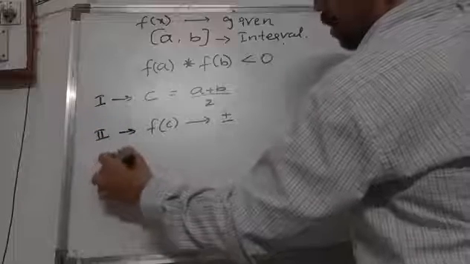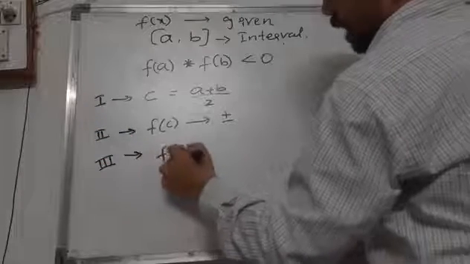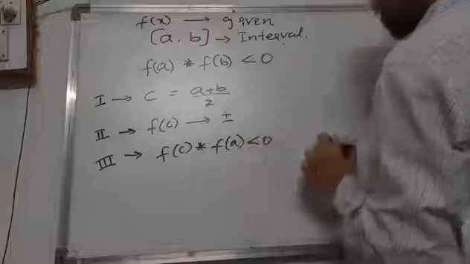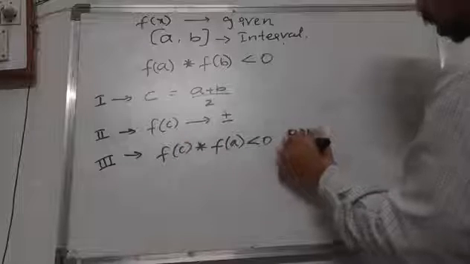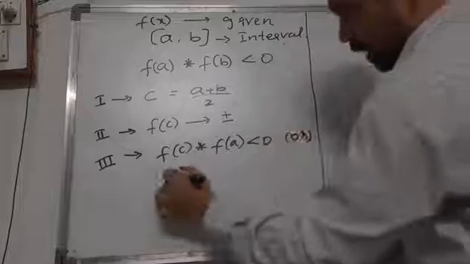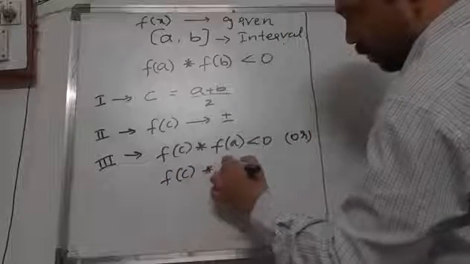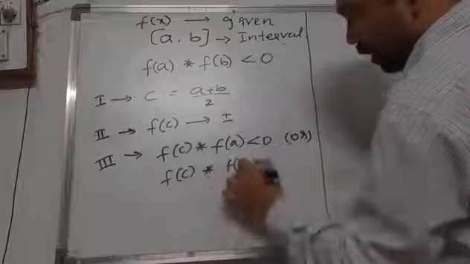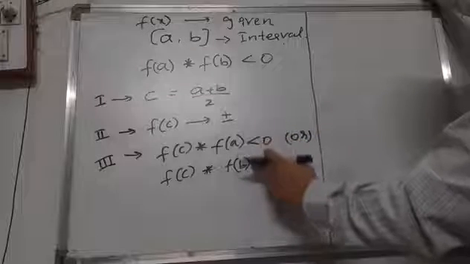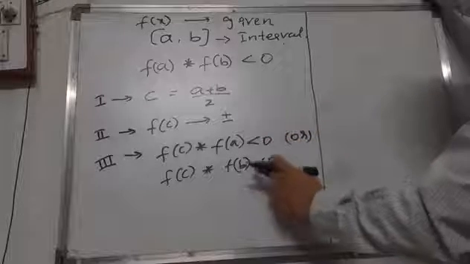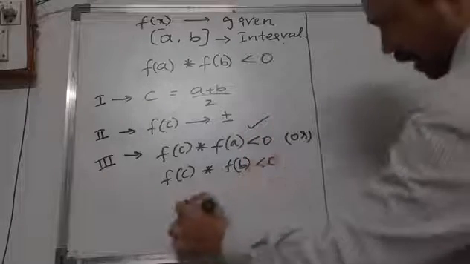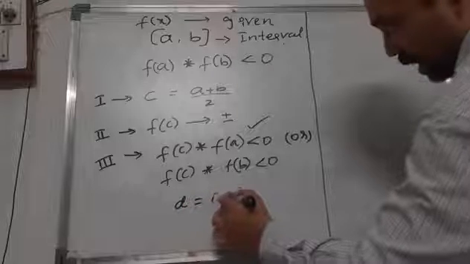And in the third step, you have to check whether f of c into f of a is less than 0, or whether f of c into f of b is less than 0. You have to check which one is correct. If this is correct, then our d root will be (c plus a) by 2.